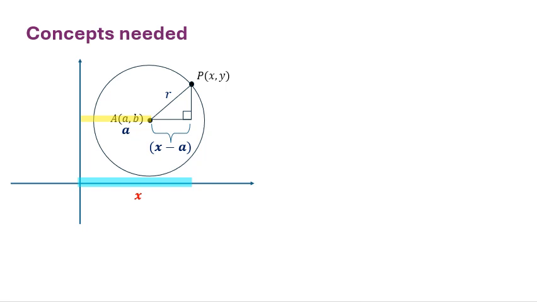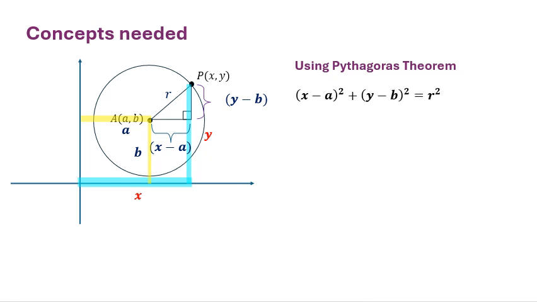And we're going to do the same for the y coordinates. So b is the distance of point A from the x-axis, and y is the distance from the x-axis for point P. And when I take y minus b, where do you think the distance goes? Correct, it goes there. Okay, and what does a right angle triangle remind you of? What are some of the concepts you have learned in regards to a right angle triangle? Yes, Pythagoras theorem. This is exactly what we're going to do. We're going to apply Pythagoras theorem.